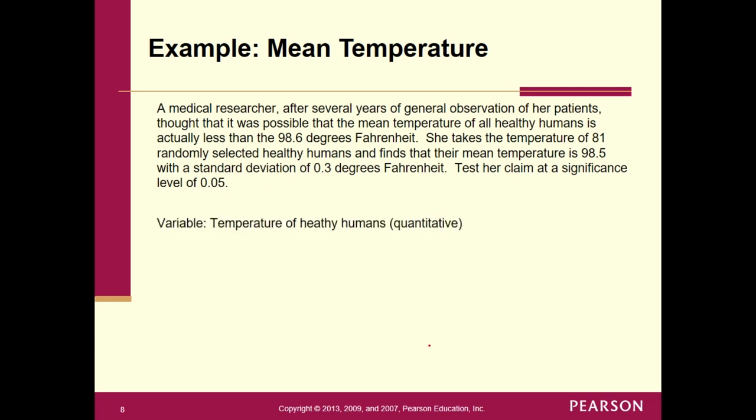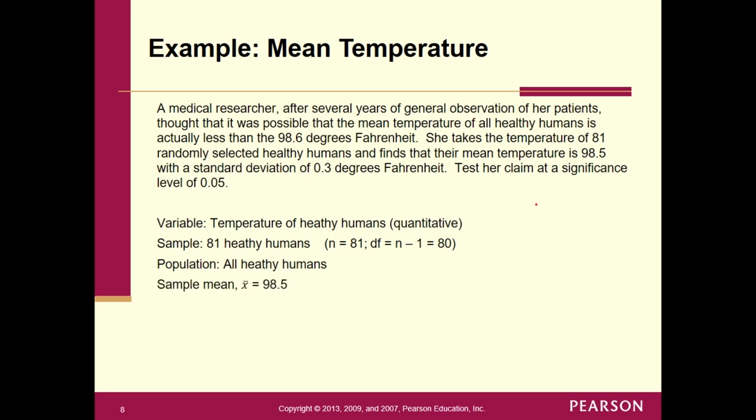All right, so let's run through this. Notice the variable here: it's temperature of healthy humans. That's quantitative, right? Temperature, it's a number. So we're going to use mu to analyze this data. What was the sample? 81 healthy humans, so n is equal to 81, and degrees of freedom is 80. If our sample was 81 healthy humans, what's our population? All healthy humans. Seems reasonable.